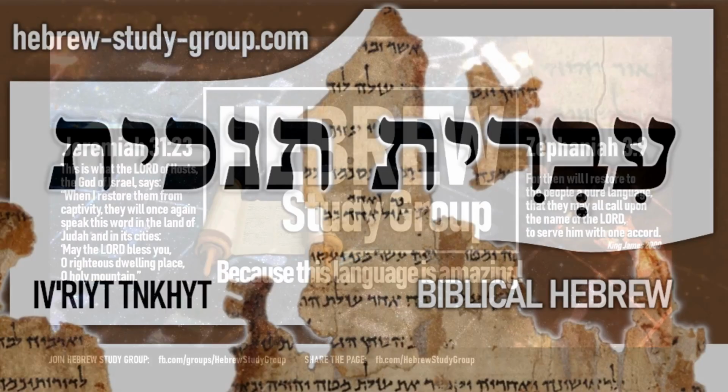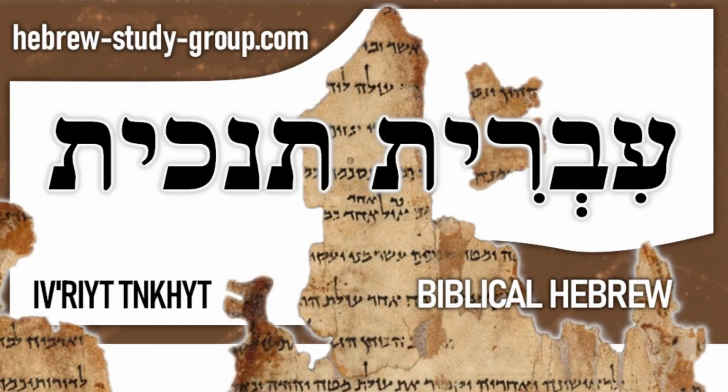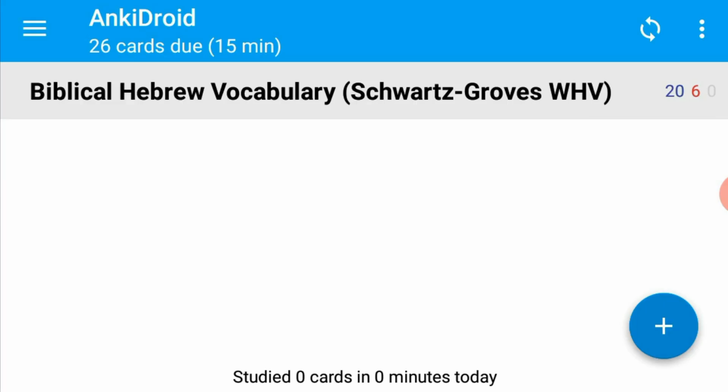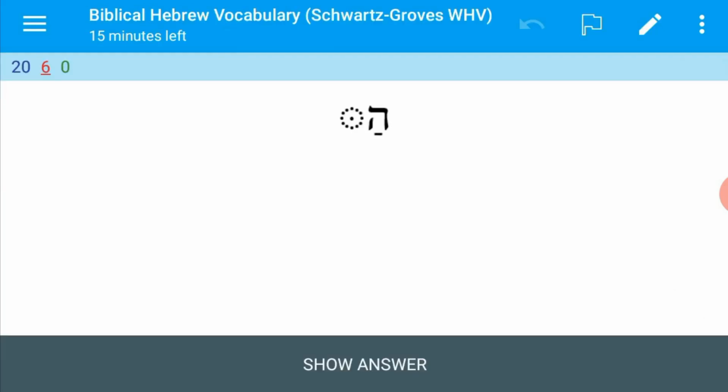Shalom Hebrew Study Group, Damien here, and what we're going to do is go through this app which is available for both iPhone, Android, as well as desktop computers, and it's called Anki. And as you can see right now, we're just going right in, and it's biblical Hebrew vocabulary.